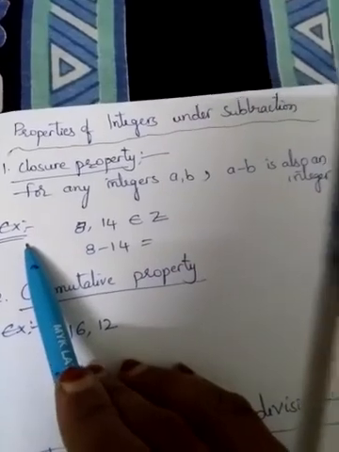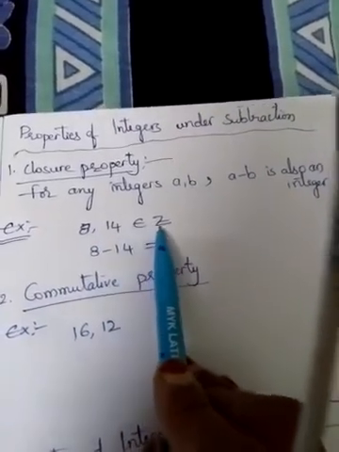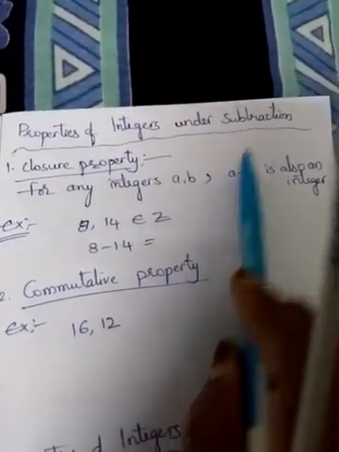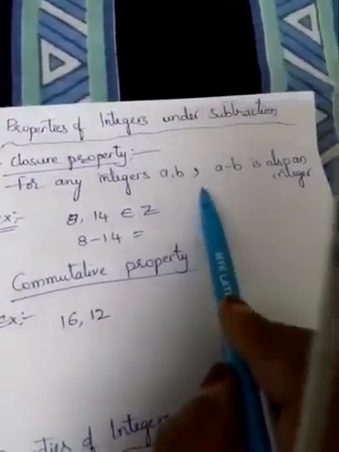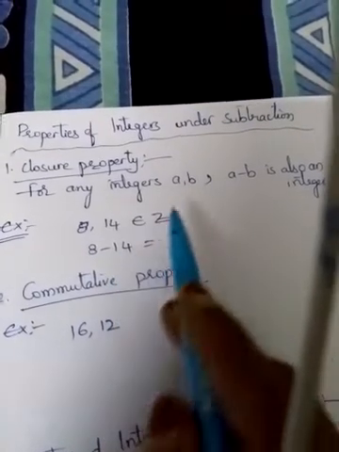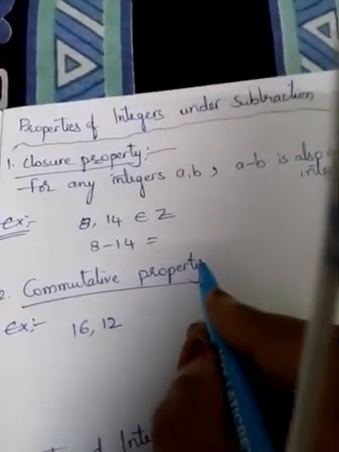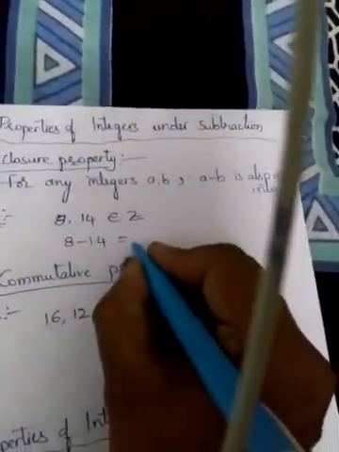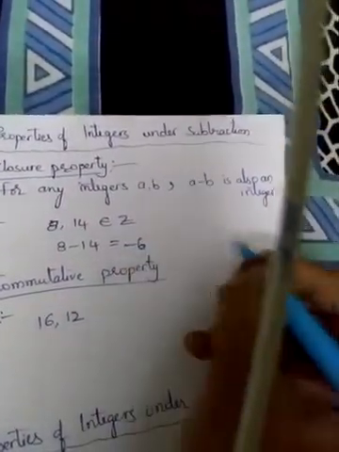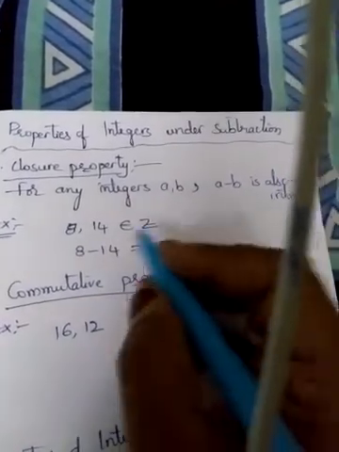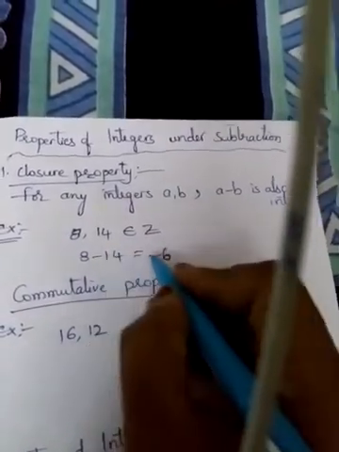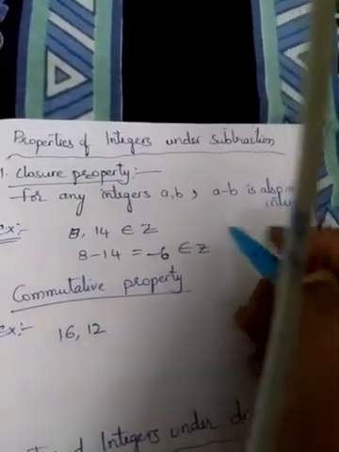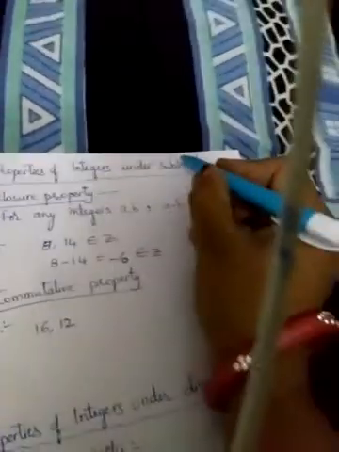Example: I am taking 8 and 14 as integers. Yes? 8 and 14 are two integers. If we do subtraction, a minus b, 8 minus 14. How much is 8 minus 14? Minus 6. Since 14 is the bigger number and has the minus sign, the answer is minus 6. Minus 6 is also an integer.